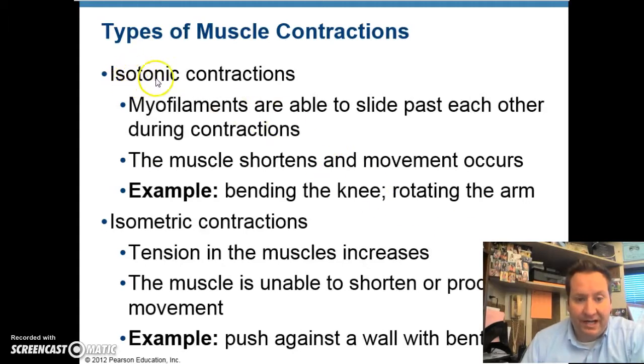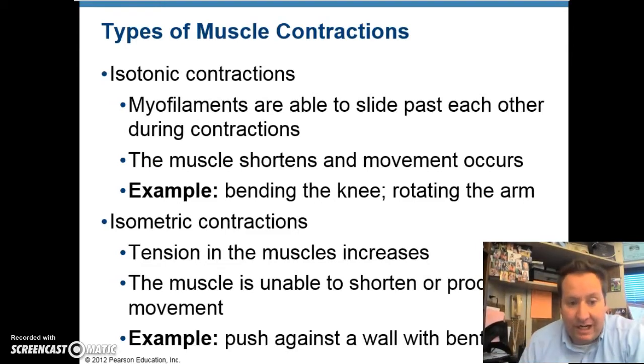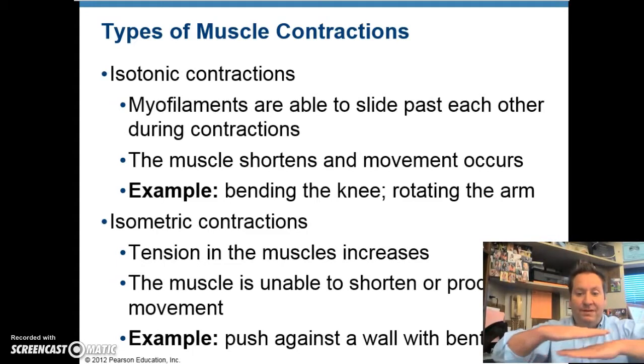Two types of muscle contractions that we have: an isotonic contraction and an isometric contraction. In an isotonic contraction, the myofilaments are able to slide completely across one another, so you have complete contraction. In an isometric contraction, you have tension that builds up in the muscle because these myofilaments can't do a complete slide across one another.